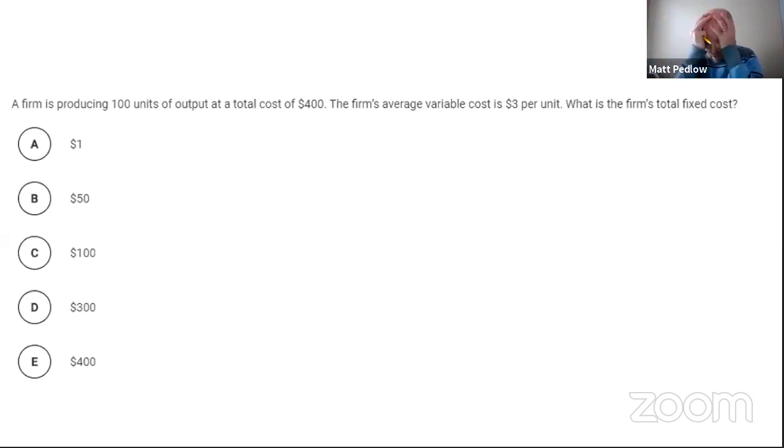So if you're like, oh God, fixed and variable cost, why? It's simple. Total cost, right? Fixed plus variable equals total. So 100 plus 300 would equal 400. So your firm's total fixed cost would be $100.